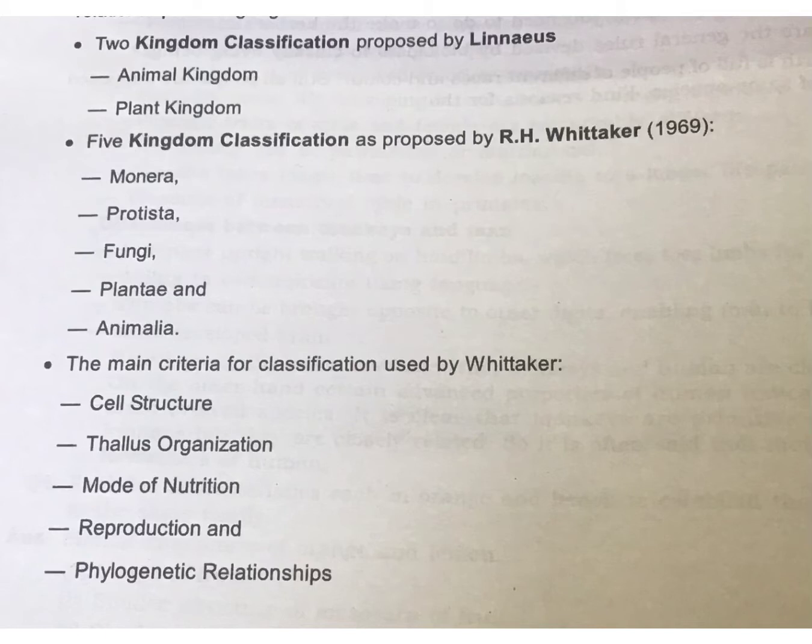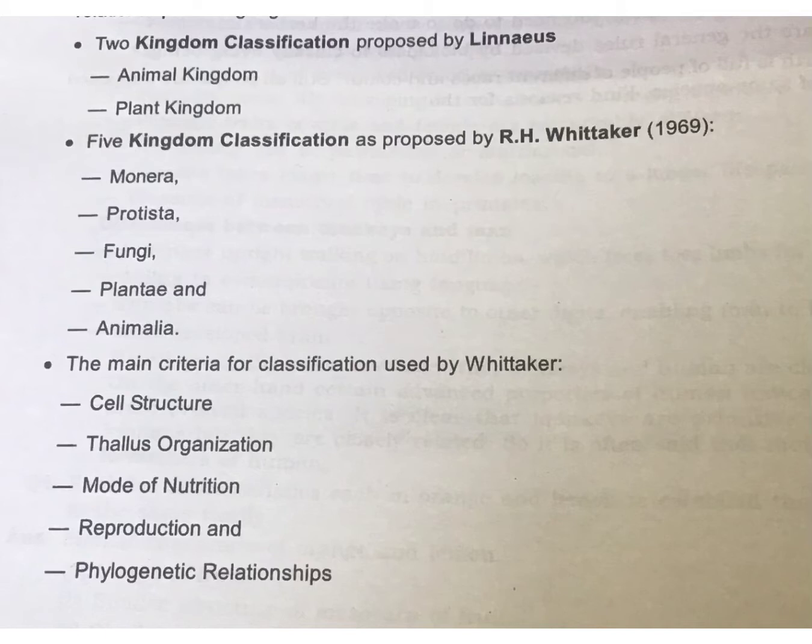Then R.H. Whittaker in 1969 proposed another classification system, the kingdom classification system, and all the 5 kingdoms are described as: first is Monera, second Protista, third Fungi, fourth Plantae, and fifth Animalia. This concept you have learned in your 9th standard, so we are just revising it.